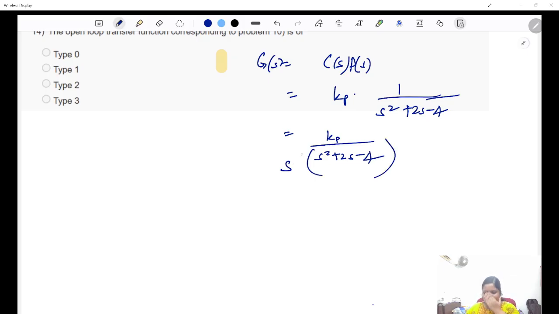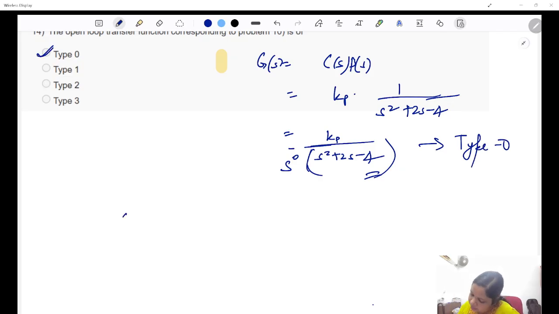Can we extract some power of s out of it by taking something common such that the last term does not have any power of s? We cannot, right? It would remain s to the power 0 only. If there was another s over here, then it would have been s square minus 2s. So I'll not do that here, just wait. Here it is s to the power 0. That means this is type 0. Correct answer is type 0.